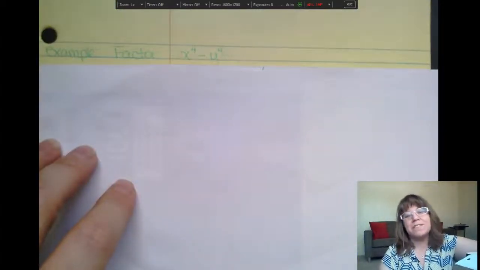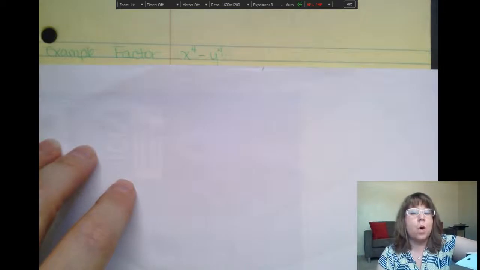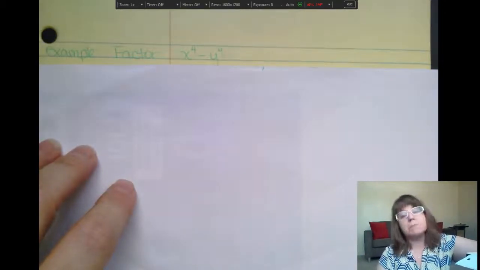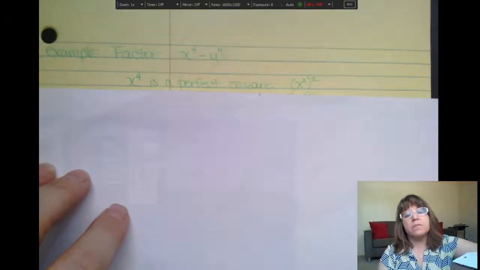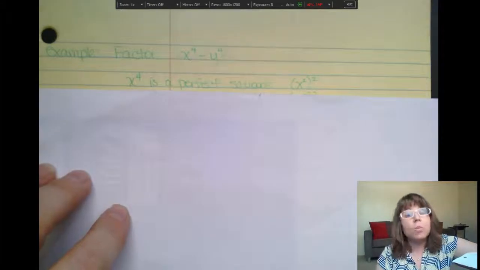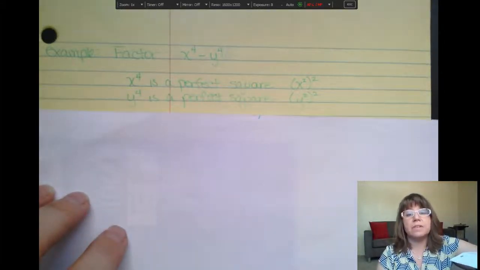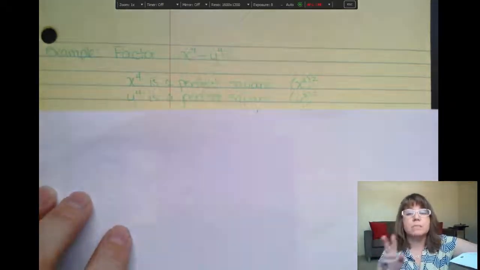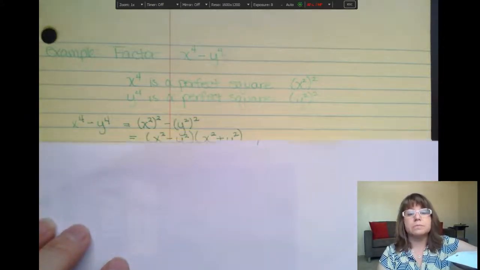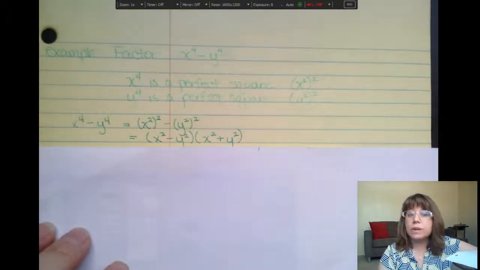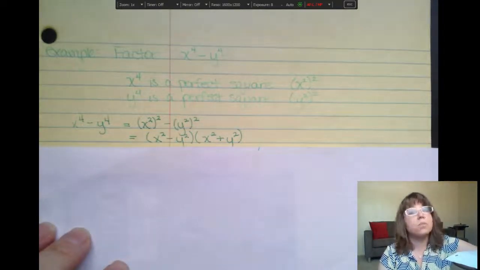Let's take another example, to factor x to the fourth minus y to the fourth. At first glance, maybe you don't see that it will factor into the difference of perfect squares. But ask yourself, is x to the fourth a perfect square? It is. X squared squared is x to the fourth. Likewise, y to the fourth is a perfect square, which is y squared squared. So if I have two perfect squares and I'm taking the difference of those perfect squares, I'm going to end up saying x squared minus y squared times the quantity x squared plus y squared.